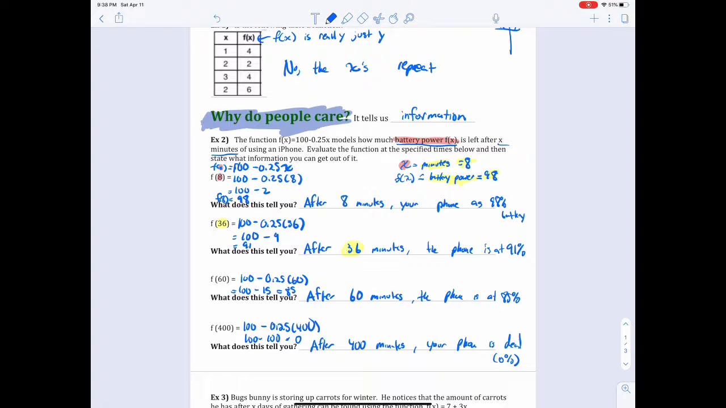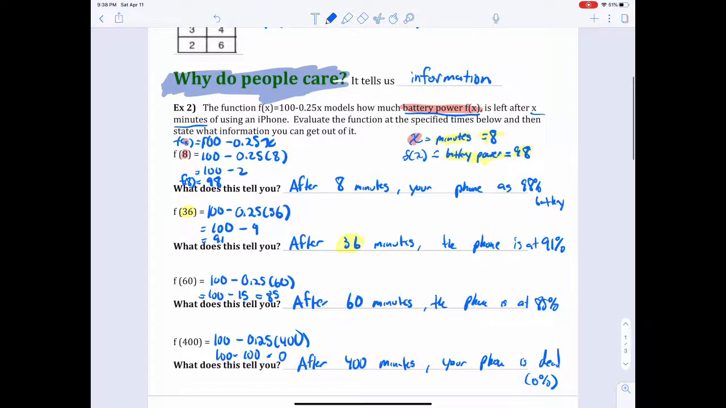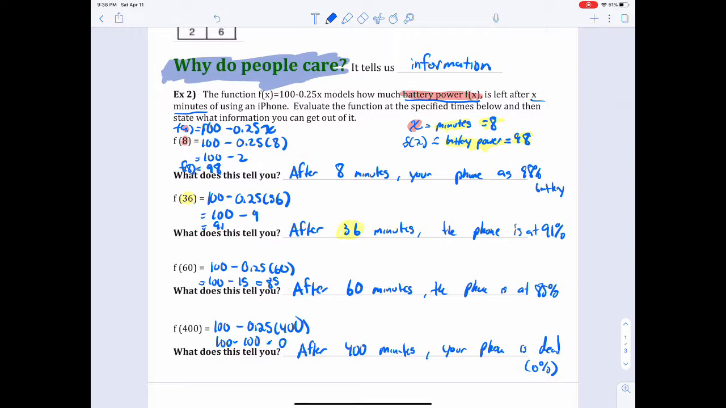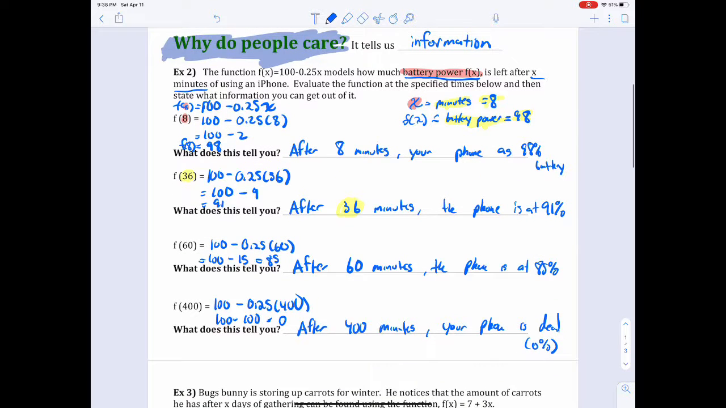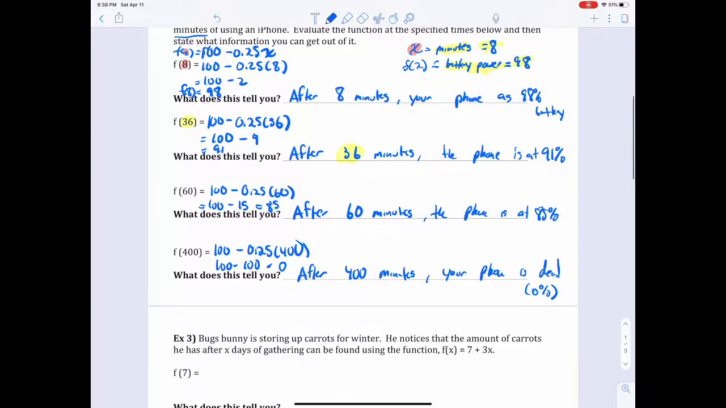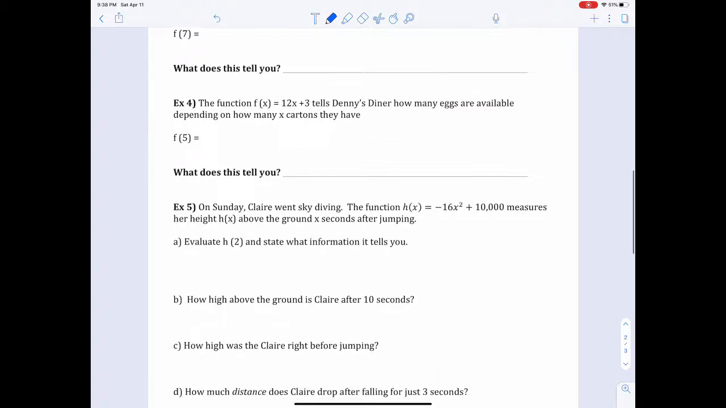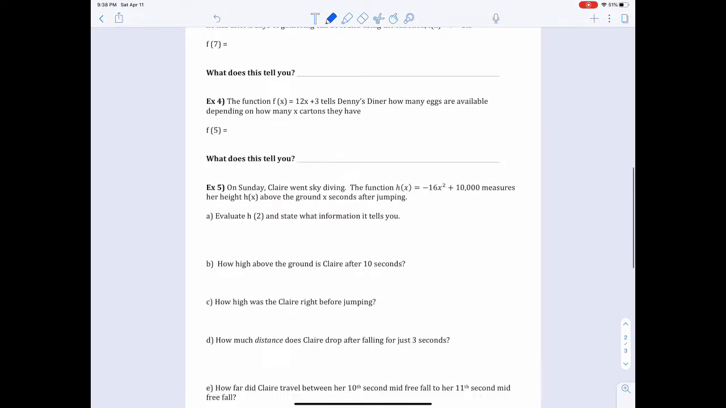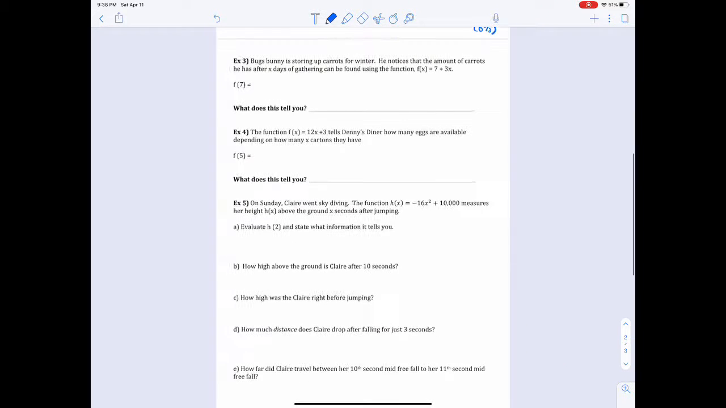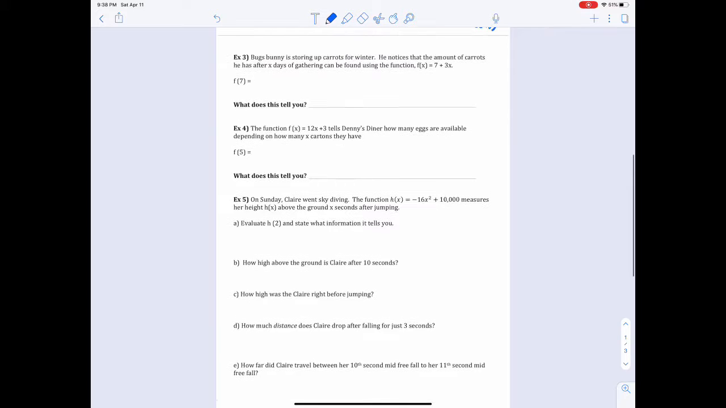Yeah, so why do people care what a function is? It tells us information. We just got a ton of information in the what-does-this-tell-you question. And we got that by using our function and plugging in a number and getting something out. So for these last questions here, that's the leftover part of your assignment. It's a 2-page assignment. So you guys can work on that, and I will see you at the Google Meet if you guys have any questions.